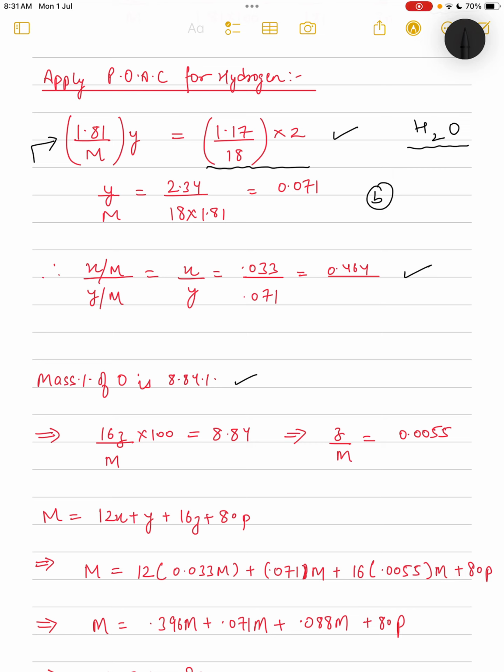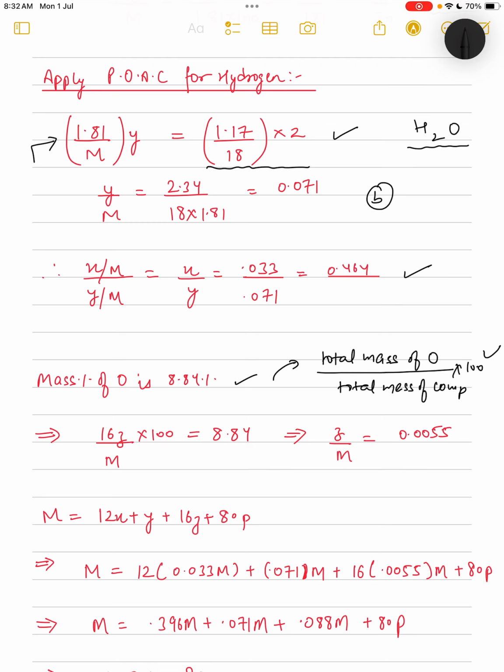How do we apply it? The formula basically will be total mass of oxygen, because we are talking about the mass percent of oxygen, right? So total mass of oxygen divided by total mass of compound into 100. This is how we find the mass percent of any element in the compound.